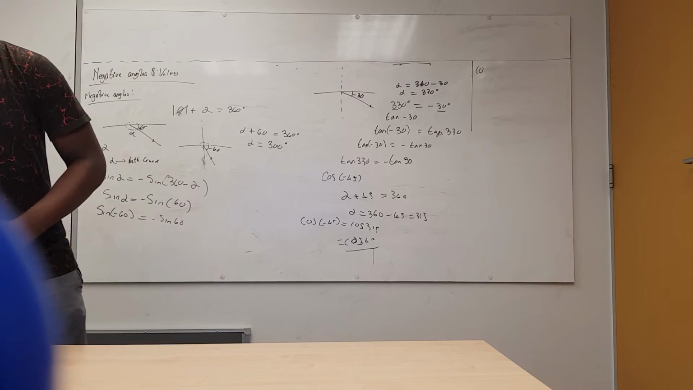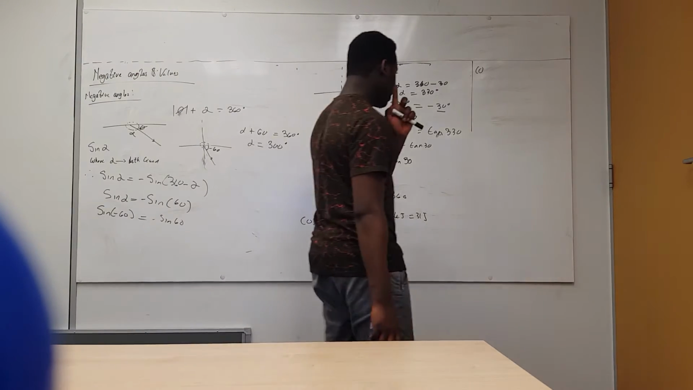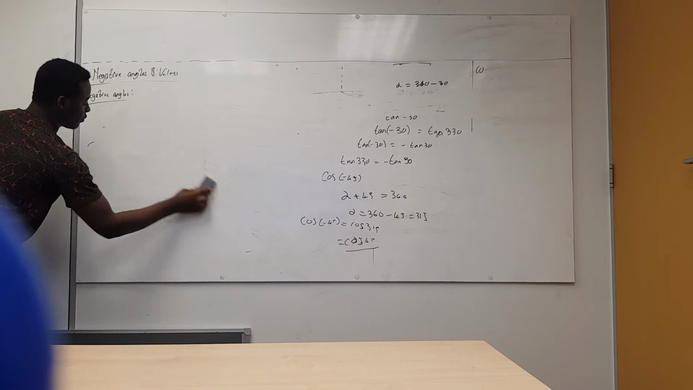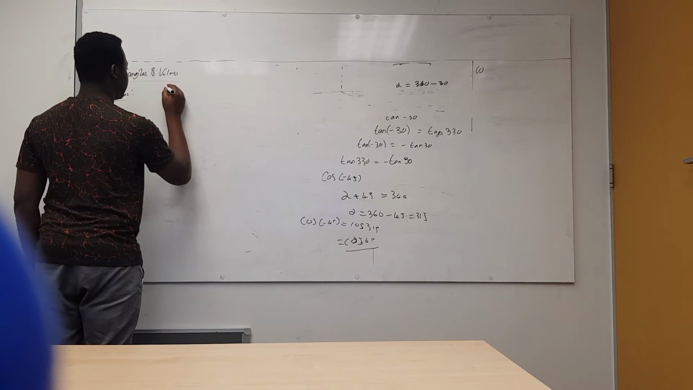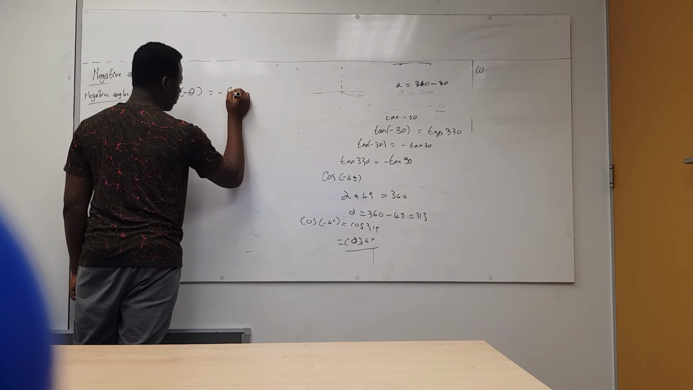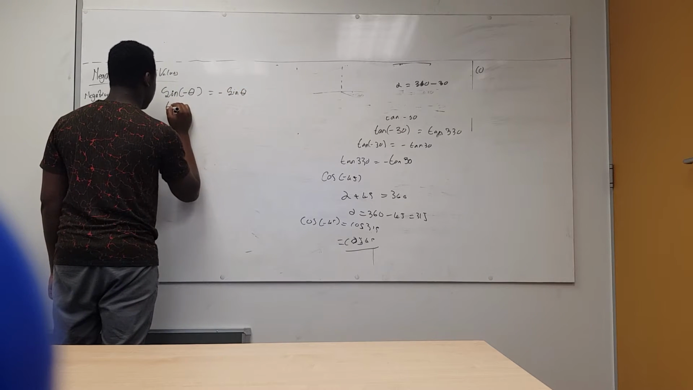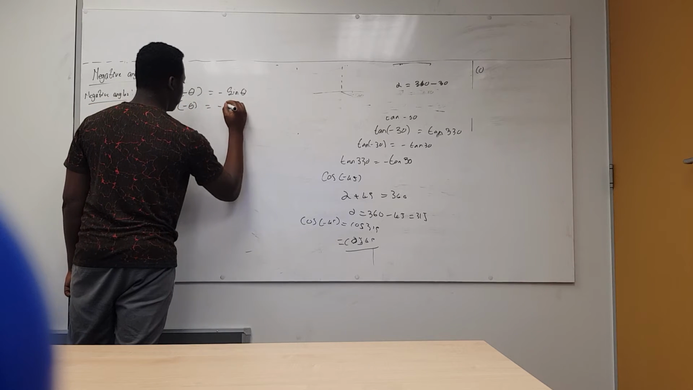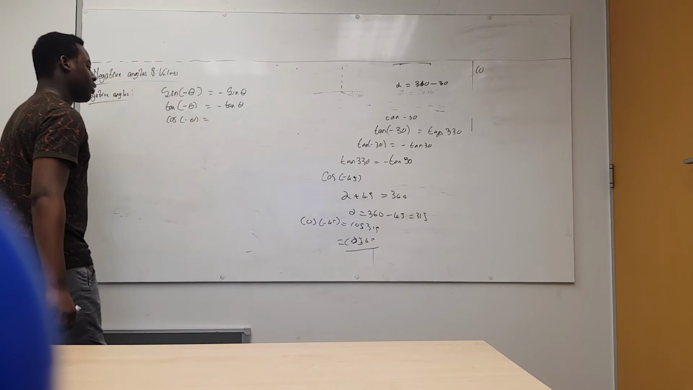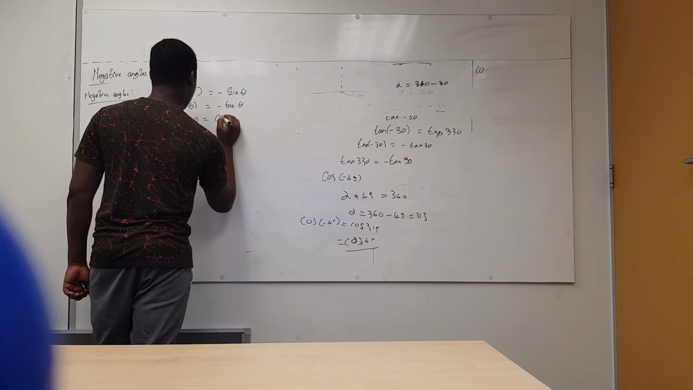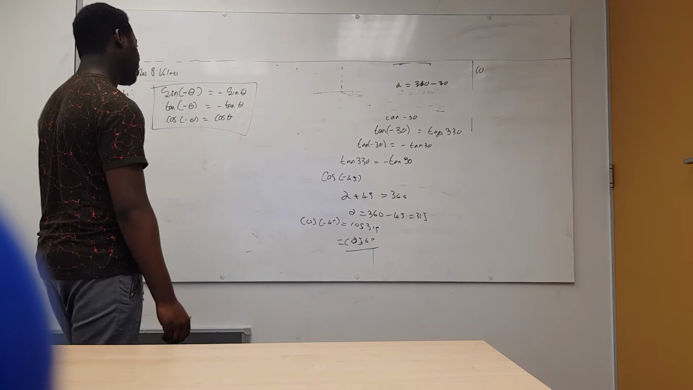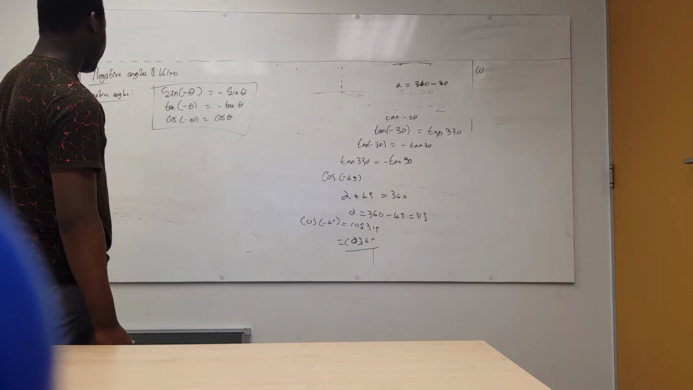Now, I think we all can see a pattern emerging. So we can derive the following axioms. Sine of a negative angle is equal to negative sine of the angle. Tan of a negative angle is equal to negative tan of the angle. Cosine, however, for a negative angle is equal to cosine of the angle. So we can say that sine and tangent are odd functions, while cosine is an even function.